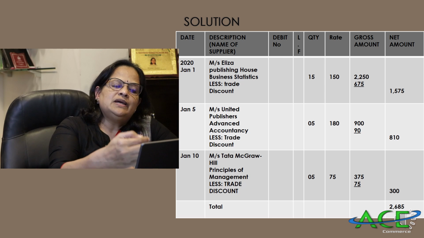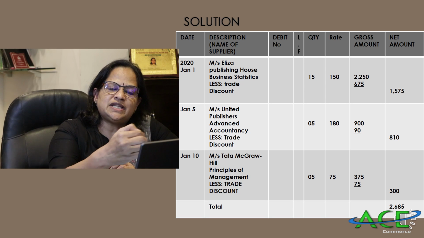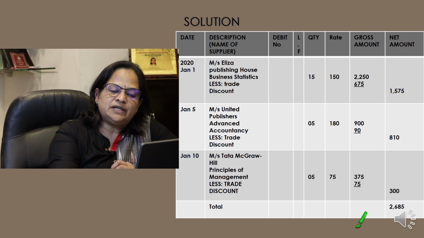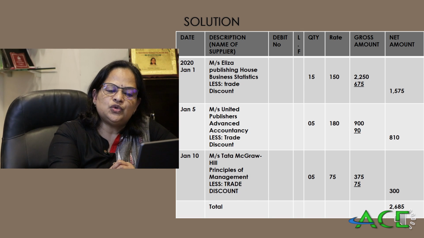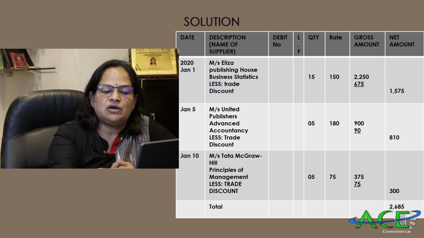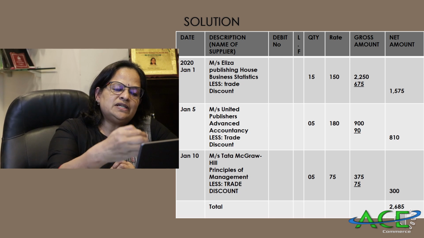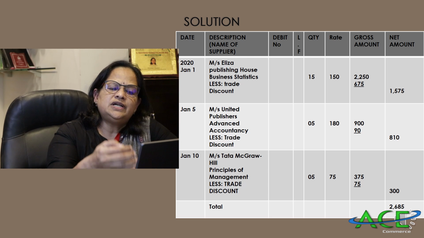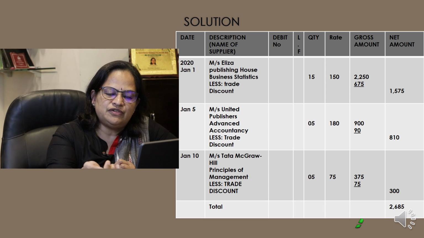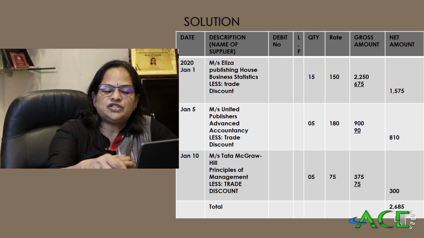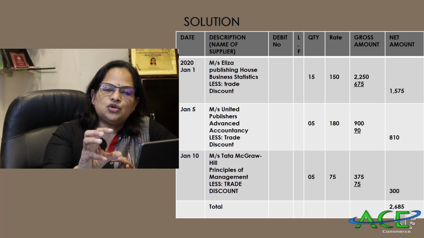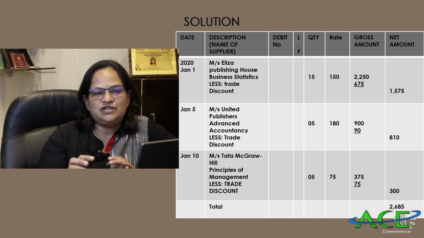Now next is accounting book return, advanced accountancy book return to United Publishers. So 5 copies they return, 180 rupees per copy, so 900, and 10% is the discount. So 900 minus 90, 810. Now third one is Tata McGraw-Hill, Principles of Management. 5 copies returned, and the rate of per book is 75. So trade discount is reduced, 375 minus 75, 300 rupees. So the total is 2,685.